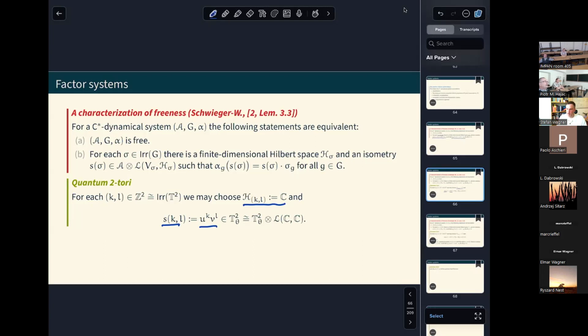And how about the quantum Hopf fibration? What are the isometries then? Perfect. You're ahead of your time. I will discuss this in a second.